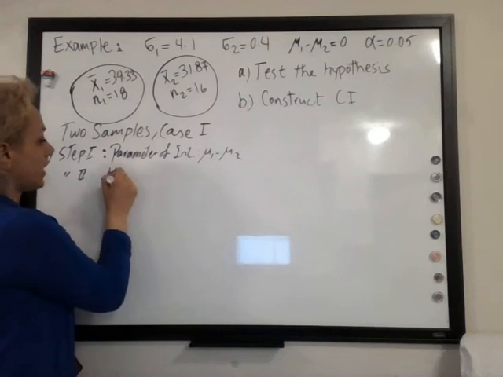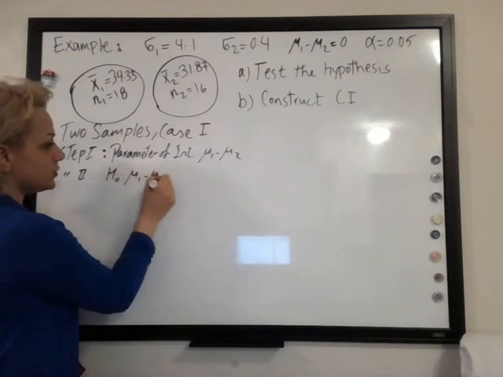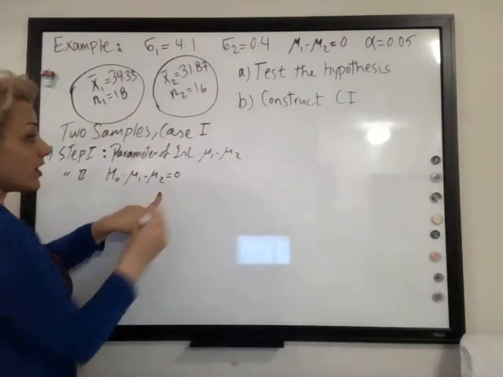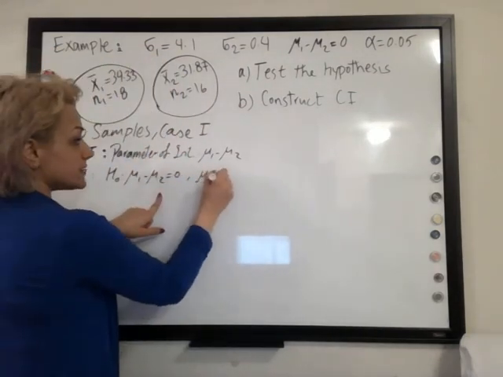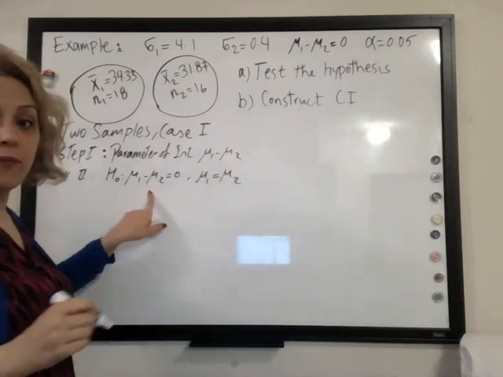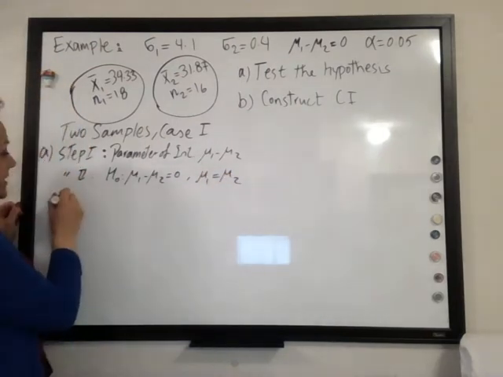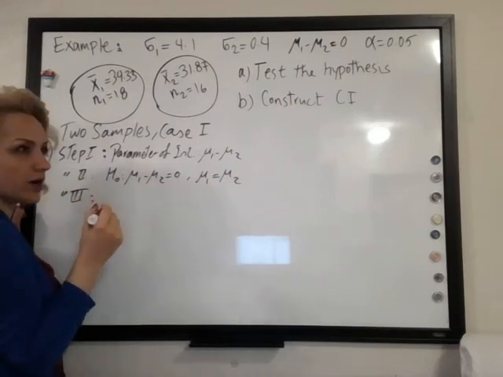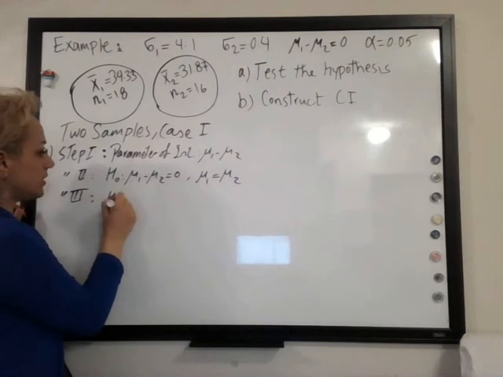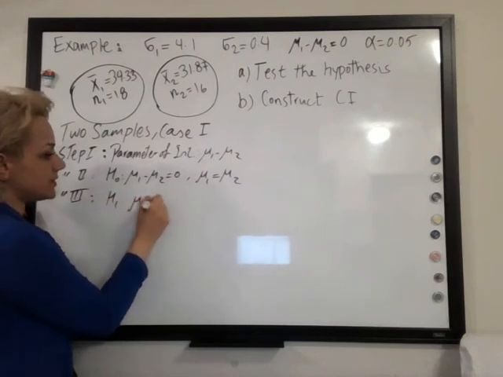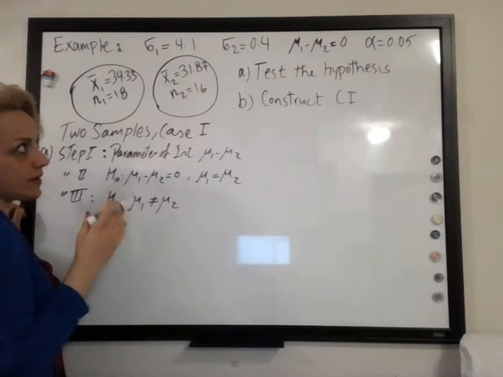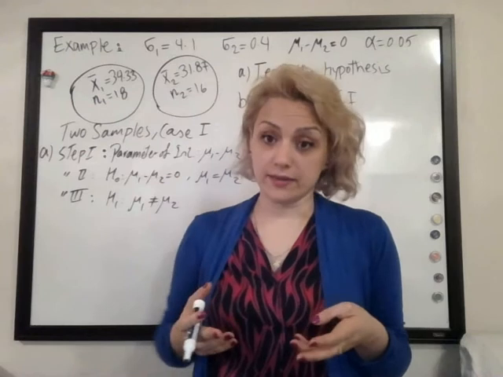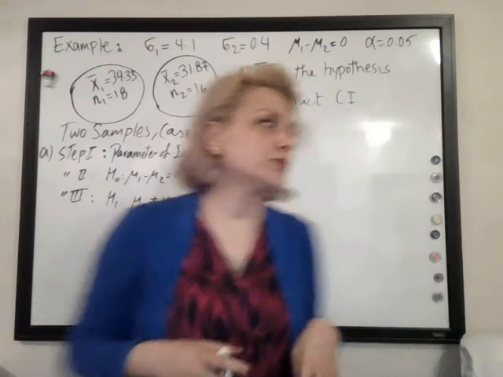Step 2 is: what's your null hypothesis? Here our null hypothesis is mu1 minus mu2 is equal to 0, so delta here is equal to 0. We can also write mu1 is equal to mu2, because mu1 minus mu2 is equal to 0. Then step number 3 is to find the alternative hypothesis. The alternative hypothesis is mu1 is not equal to mu2, right? In the question, we haven't been told anything about a one-sided test, so we consider it two-sided.